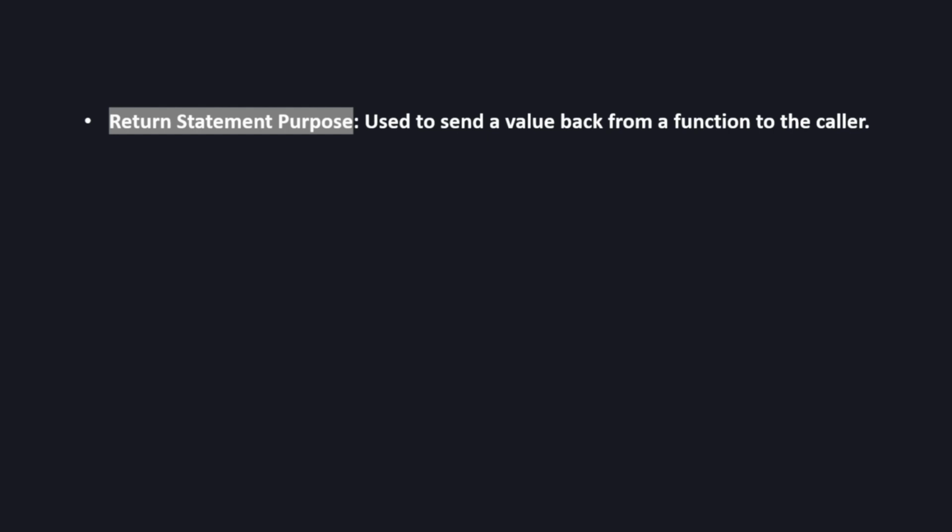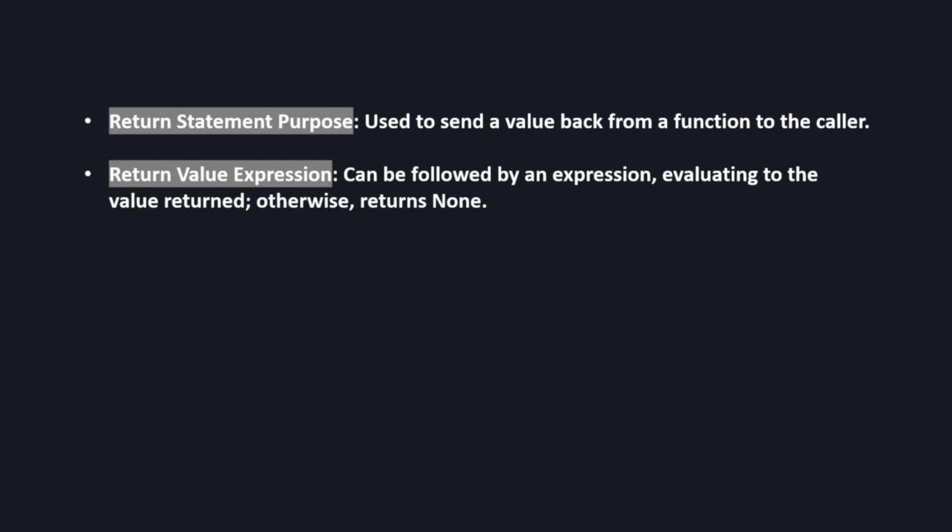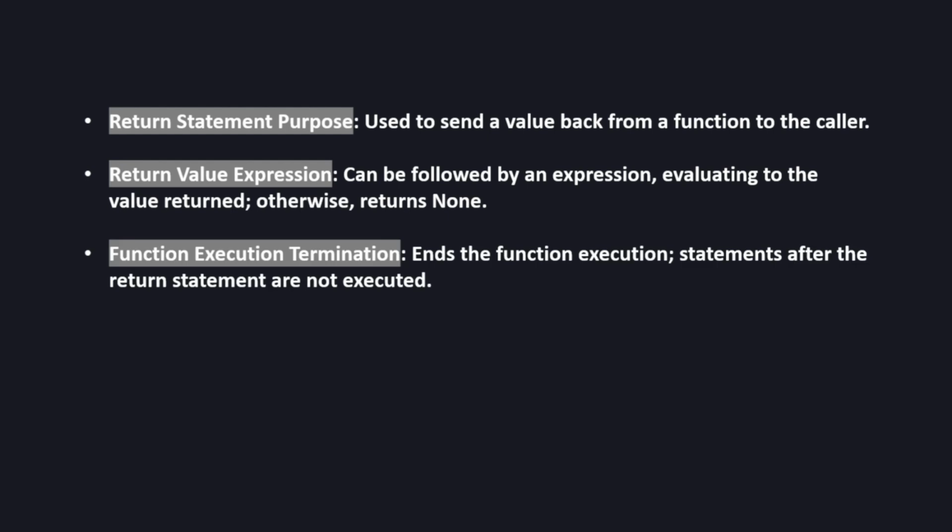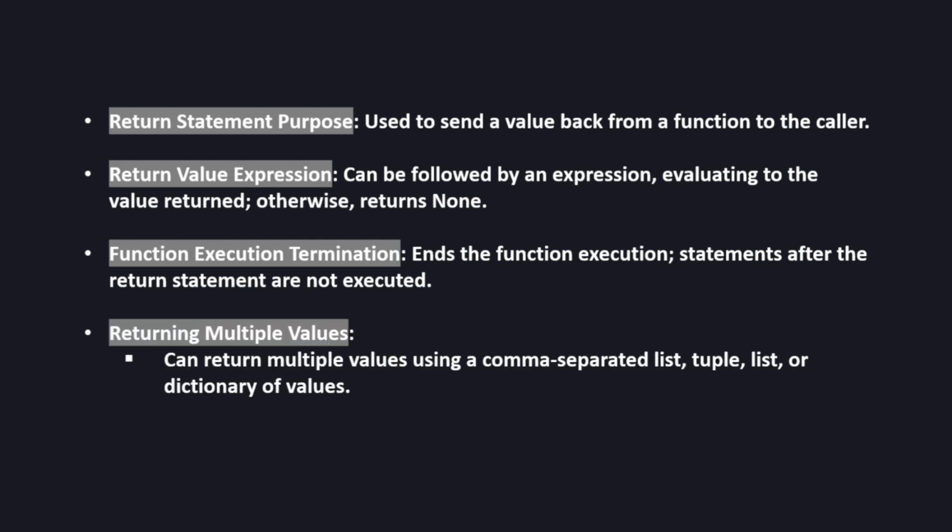The return statement is used to send a value back from a function to the caller of the function. The return statement can be followed by an expression that evaluates to the value to be returned, or nothing, in which case the function returns None. The return statement can be used to end the execution of the function, and any statements after the return statement are not executed.